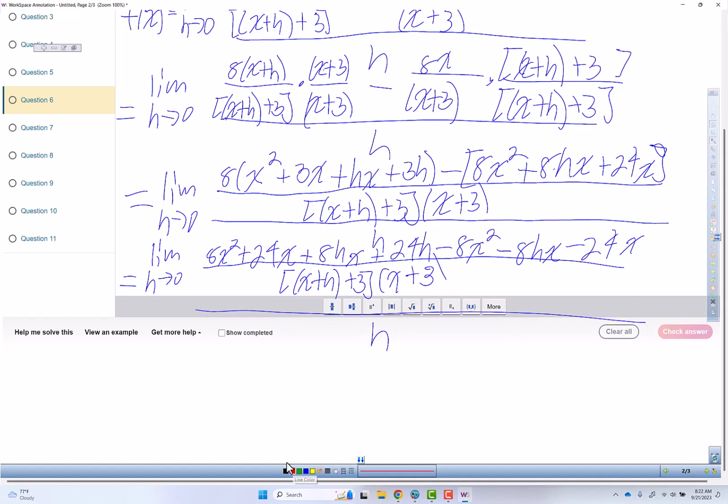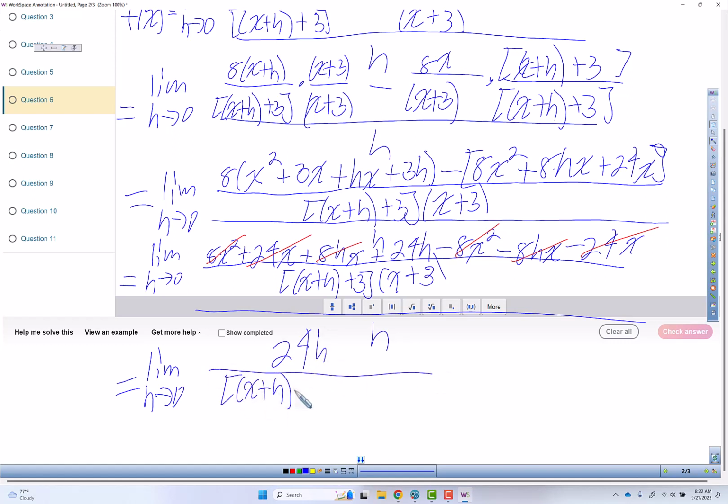Now I can simplify quite a bit. 8x squared minus 8x squared is 0. 24x minus 24x is 0. 8hx minus 8hx is 0. So all I'm left with is the limit as h approaches 0 of 24h over our common denominator x plus h plus 3 times x plus 3, all over h.